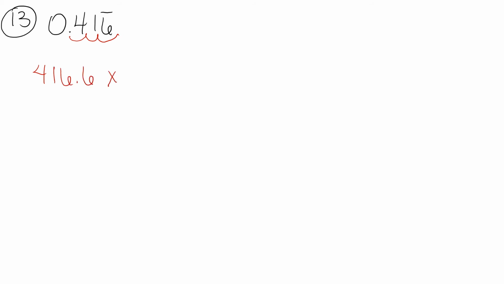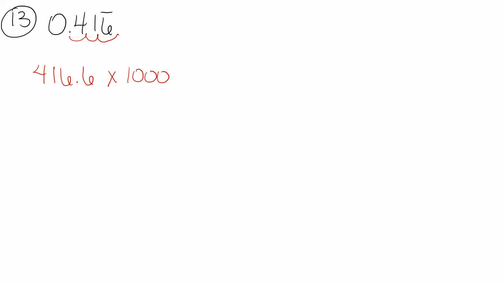Number 13, 0.416 with the 6 repeating. Only one of the digits is repeating, so this is a specialty fraction that you have to work on. We have to move that decimal to the end of the number. We're going to move it past this 6. Remember that 6 is repeating. So this is going to be 416.6 times, I moved this decimal 3 places, so that would be 1,000. For each digit that I move the decimal, I need a 0.